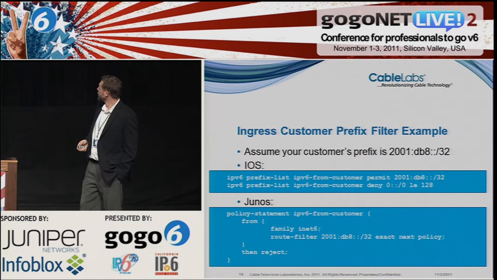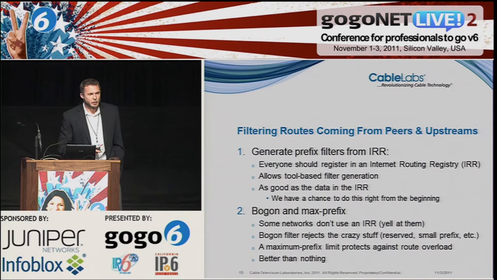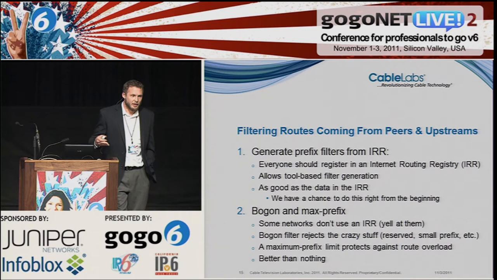So your peers and your upstreams. Hopefully, all of your peers and your transit providers are using an internet routing registry, and you can just dynamically create explicit filters based on that. They keep the IRR updated. You automatically update new filters once a day or a couple times a day, and everything just works great.